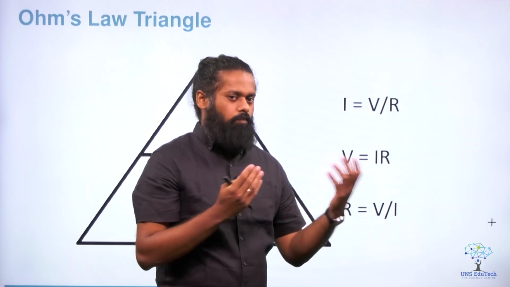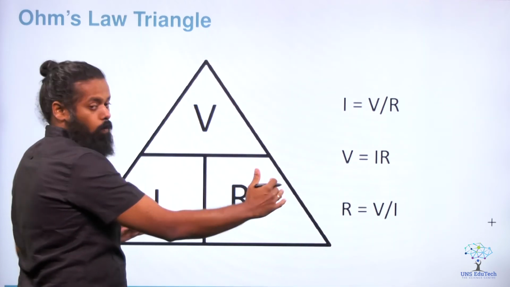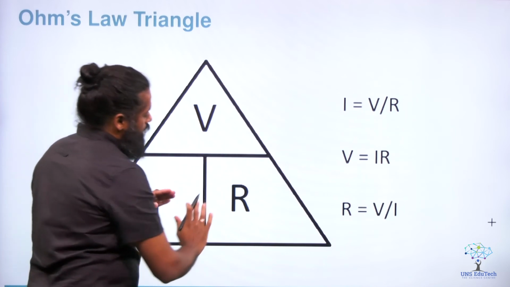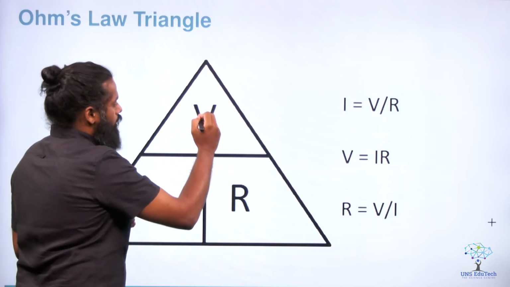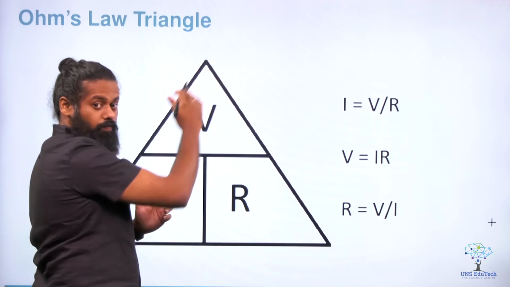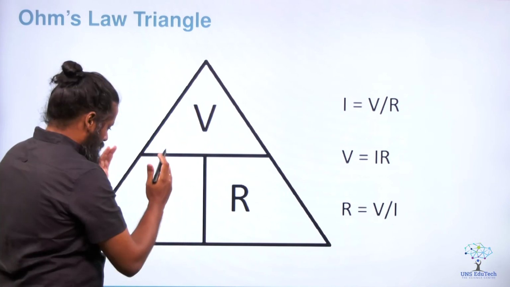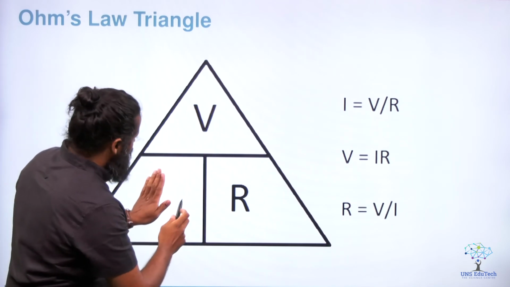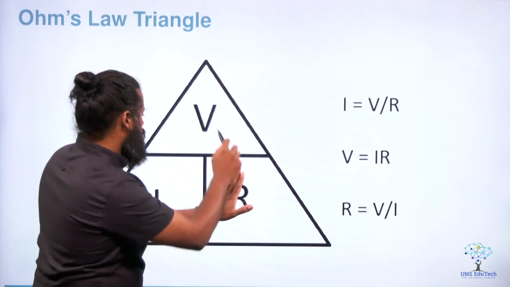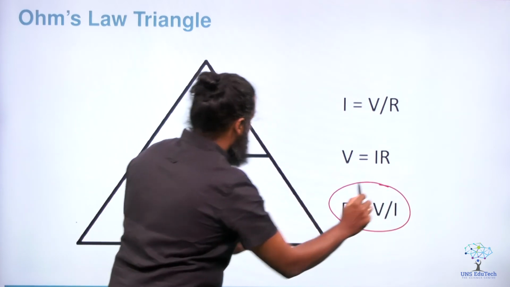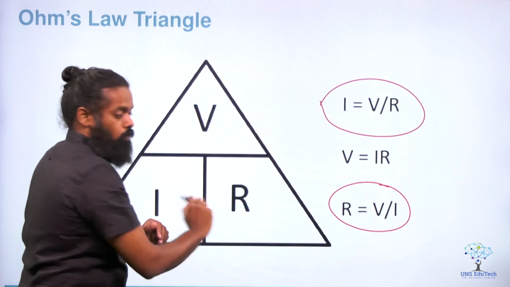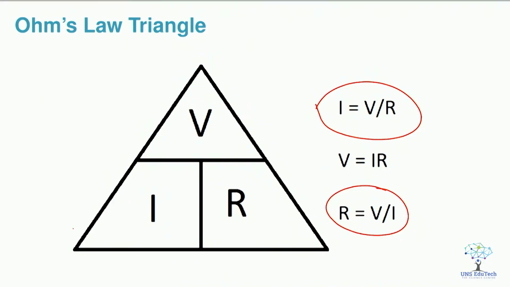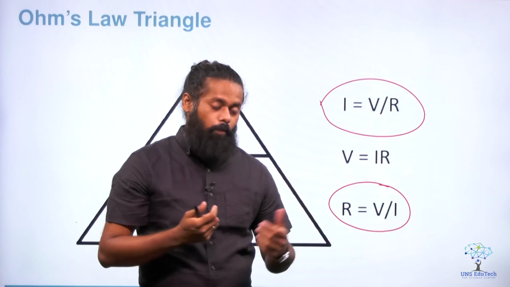You can remember using a small trick. See here, this one is called Ohm's triangle. In this triangle, you write R, the resistance, on the right side of the triangle, then V, the voltage, on top, like an inverted V, and I on the left side. You can see I will be equal to V by R. R will be equal to V by I. Now, V will be equal to IR. So, this trick you can use to quickly recall the equation in competitive exams.